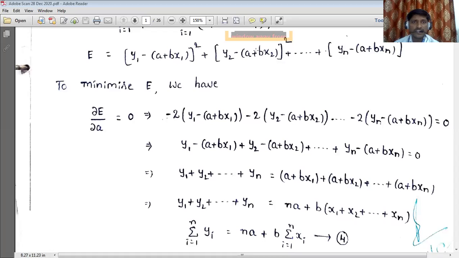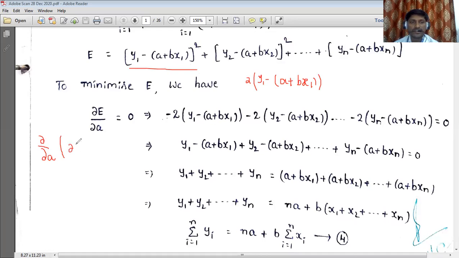So for the derivative, x to the power n gives n times x to the power n minus 1. Simply we get 2 into (y1 minus (a plus b x1)) whole power 2 minus 1. That is what we are applying. So dou y by dou a of this is simply like a power n.